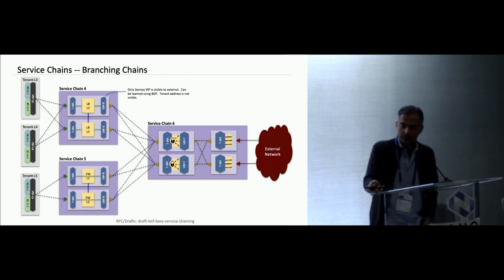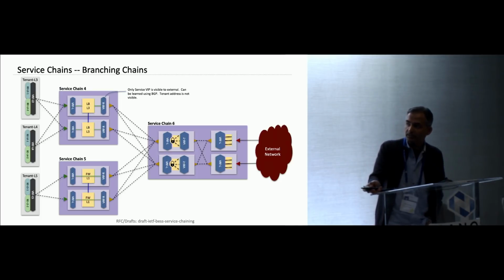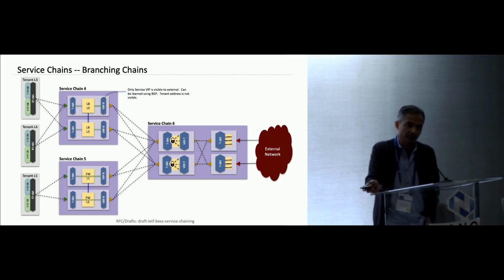This is an example where chains are connected to other chains. The top 2 tenants need to go through a load balancer. The bottom tenant needs to go through a firewall, but they both need to go out to their campuses, for example, using an IPsec gateway. And that's an example of branching chains or these connected chains.